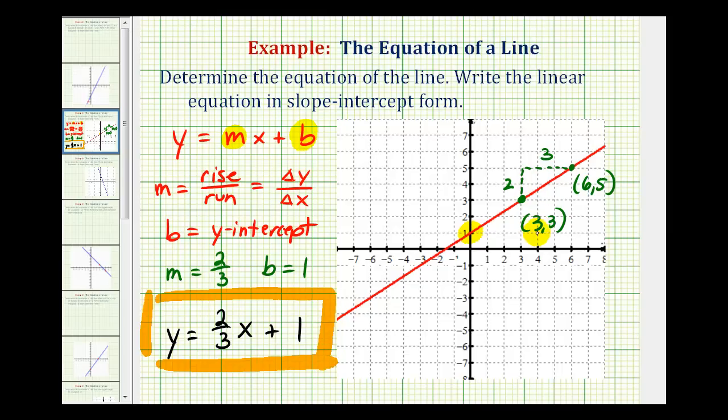Now I should mention that since we did list the coordinates of these 2 points, we could have used the formula m equals (y sub 2 minus y sub 1) divided by (x sub 2 minus x sub 1) to find the slope of this line, but I think just analyzing the graph is a lot faster. And if you want, you can use this to verify the slope would be 2/3.